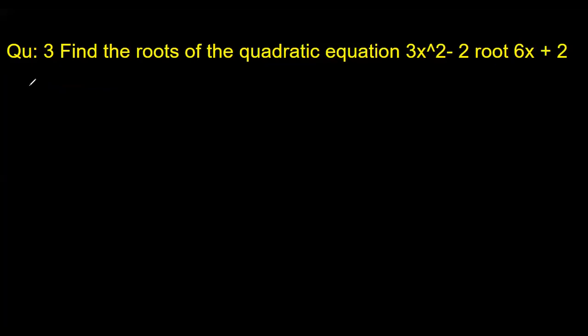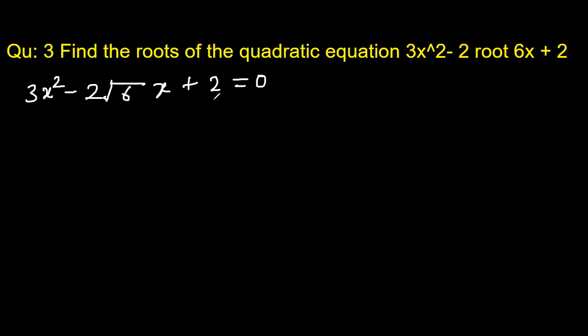The quadratic equation is 3x squared minus 2 square root of 6x plus 2 equal to 0. So we have to find roots, so we'll equate this equal to 0. So 3x squared plus 2 root 6x plus 2.